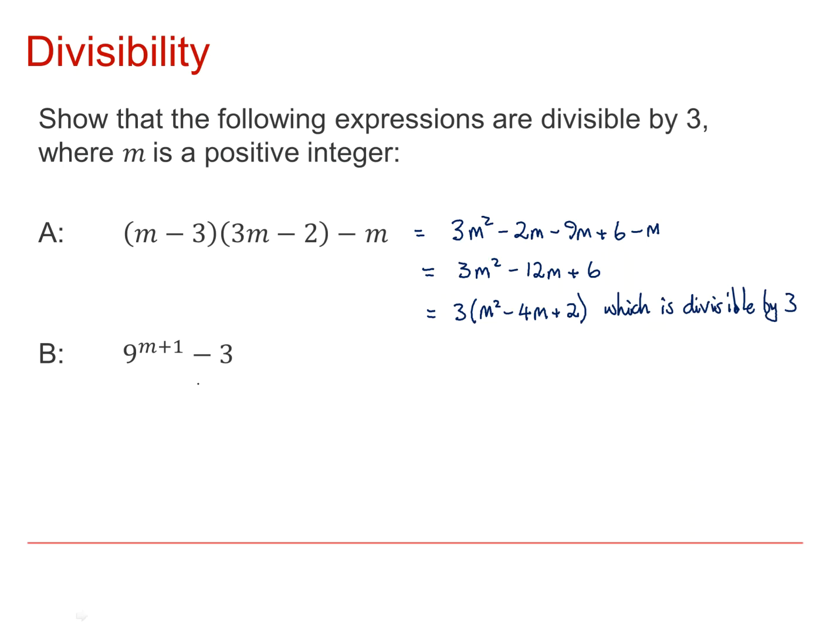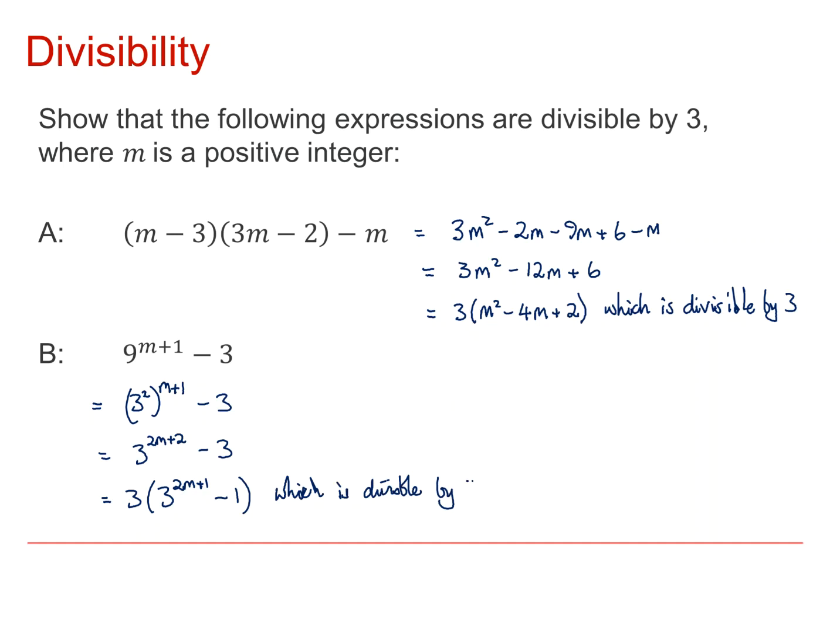For the second one, again, we can see straight away that each term is divisible by 3, but we need to do this formally. We need to be able to take out a factor of 3. So we'll change that 9 to a 3 squared. Tidy up the index to get 3 to the power 2m plus 2. And now we can take out a factor of 3. That leaves 3 to the 2m plus 1. Take away 1. And again we need to write down which is divisible by 3.